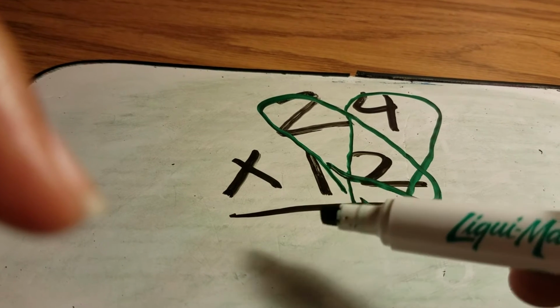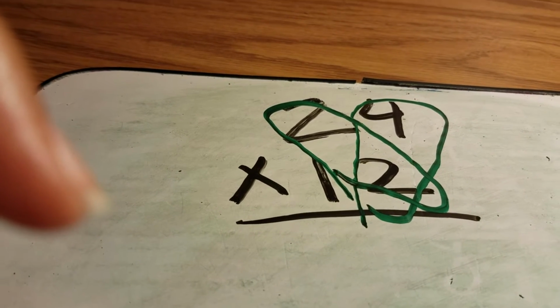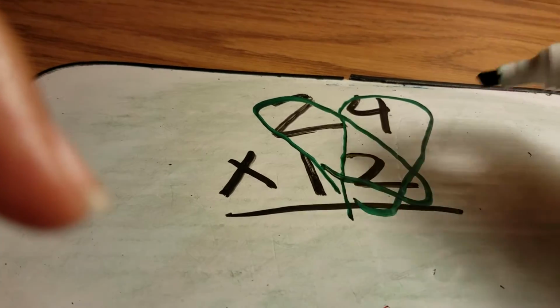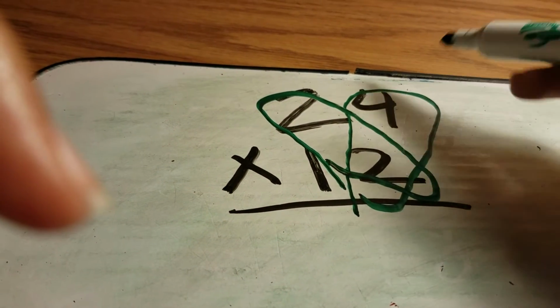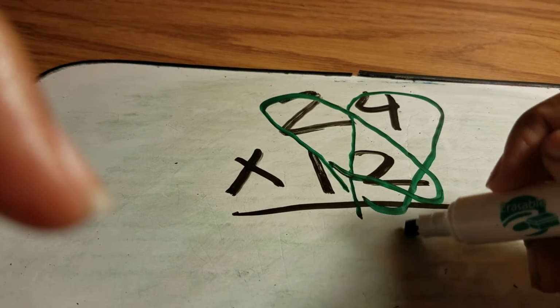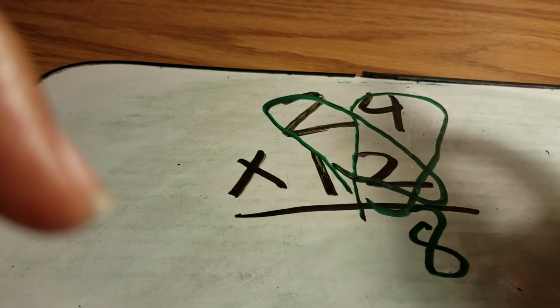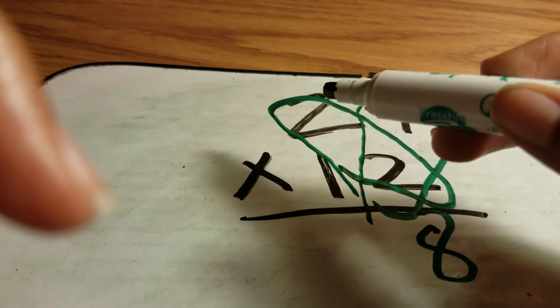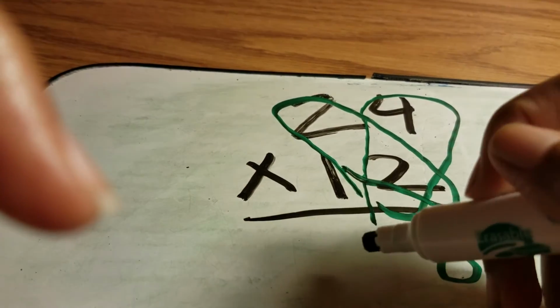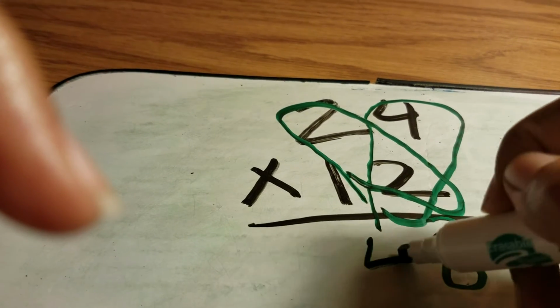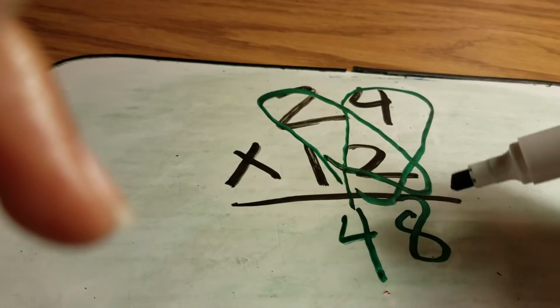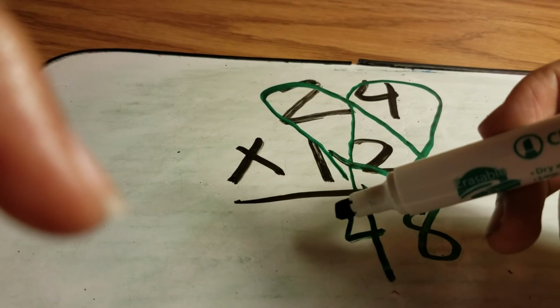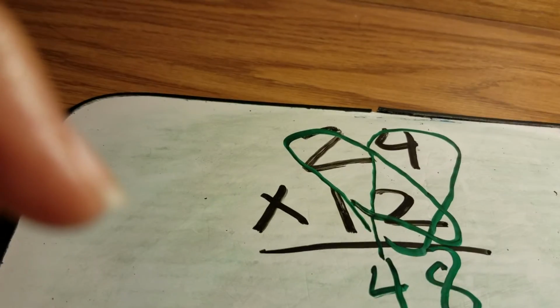So let's go ahead and do our first row of multiplication to make this look cleaner. 2 times 4 is 8. 2 times 2 is 4. Now keep in mind, this is in the ones place and this 4 is in the tens place.